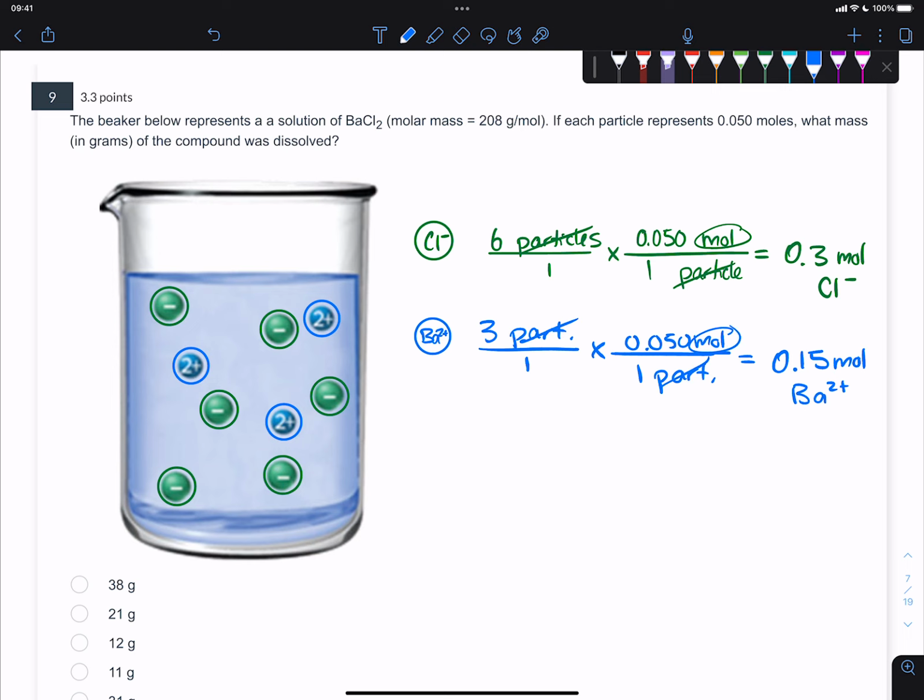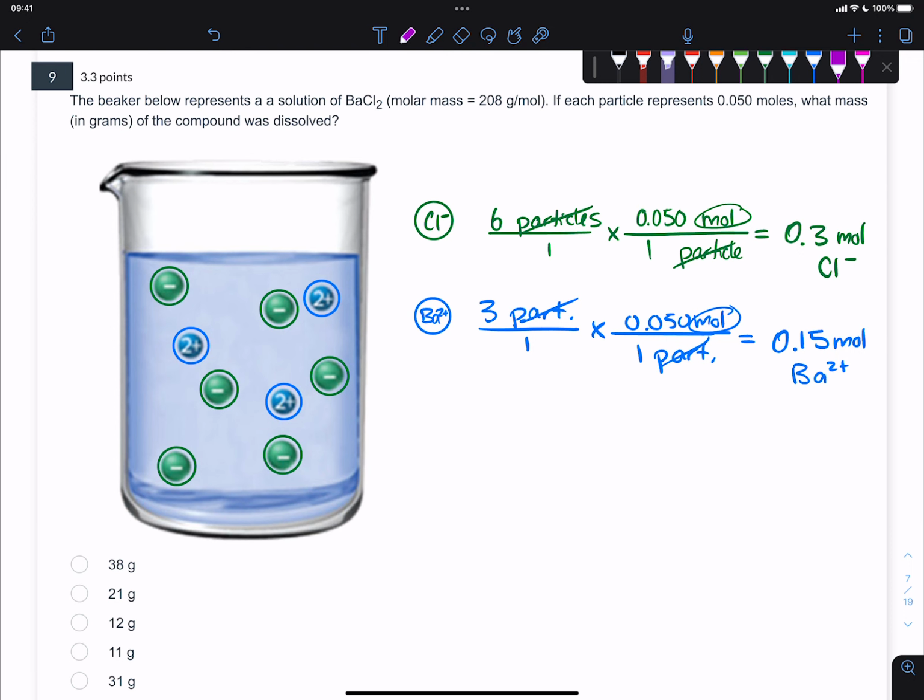Once you have that information, then you can combine them to figure out how many grams of the total particles there were, or how many grams of the total solute was dissolved in this solution. So we see that we have moles of chloride ions and moles of barium ions. You can actually use either one of these to get the right answer. So here's how I'm going to do it with the barium ion.